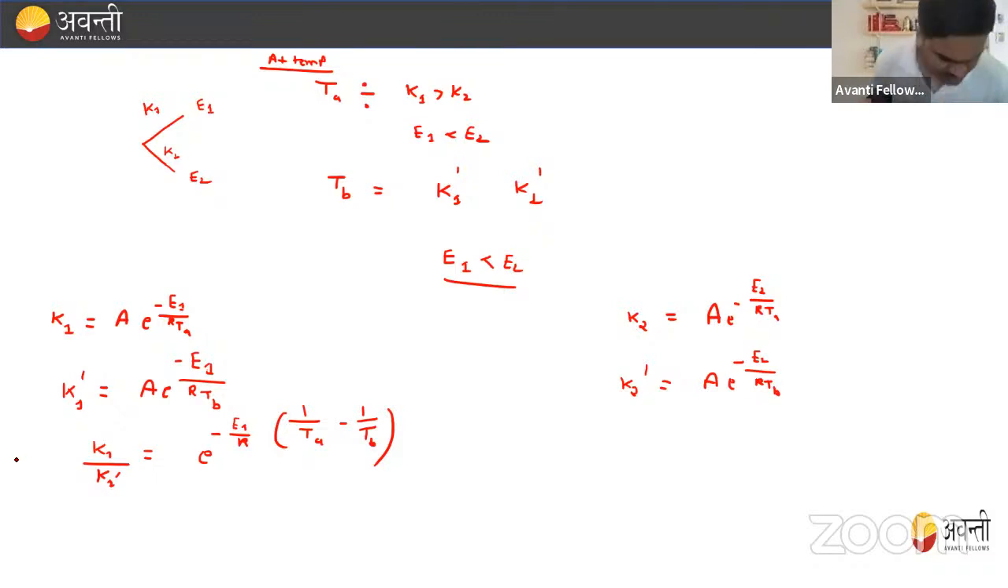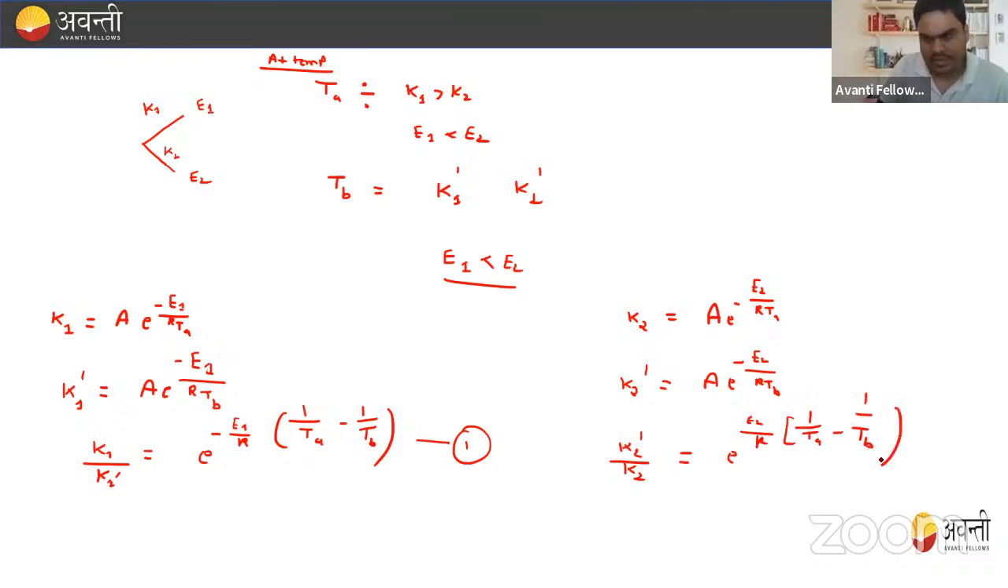On the similar basis, right? So this is what you get in this. On the similar basis, what is K2 dash upon K2? So it comes out to be E minus E2 upon R, 1 upon TA minus 1 upon TB, right? So 1 upon TA minus 1 upon TB.